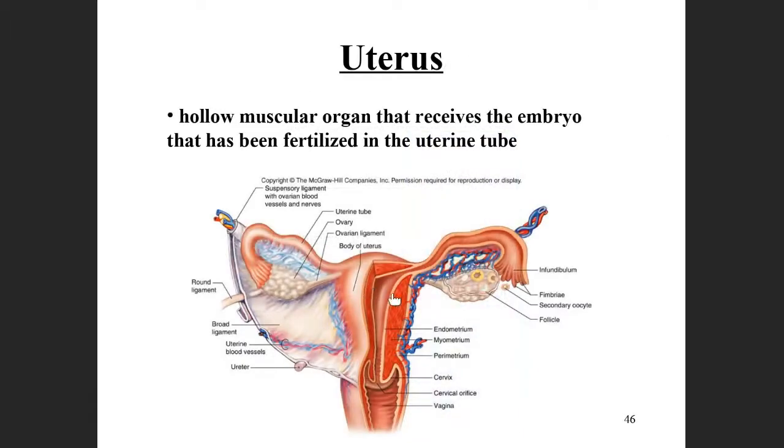The uterus is this thick muscular organ that you can see here. Now, interestingly, do you guys know what it's called when you remove the uterus? What is the procedure called? Hysterectomy. Yeah, hysterectomy, right?